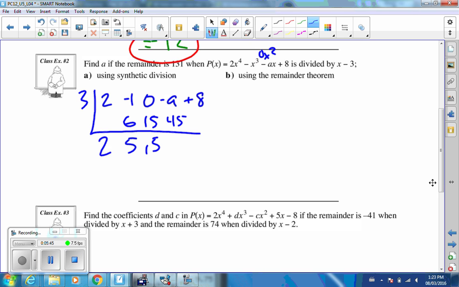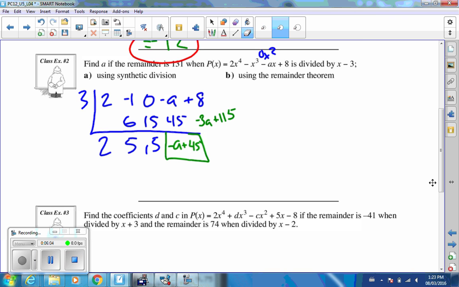This is where it gets rocky, because this thing here would actually be -a plus 45. 3 times that is going to be -3a plus 1. I think it's 150. No, it's not. I've done that. I've made that error before. It's actually 135 because 3 times 40 would be 120, and then 3 times 5 would be 15.